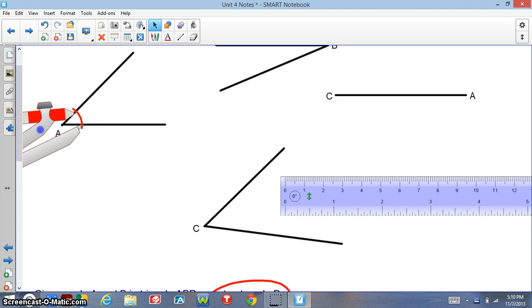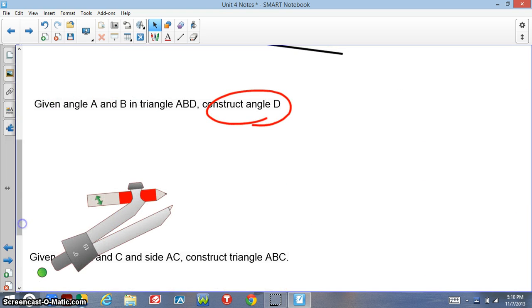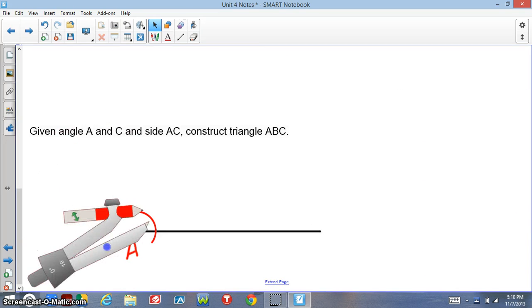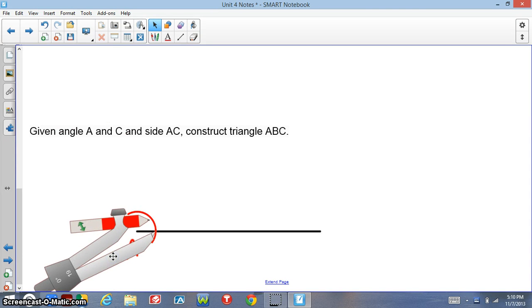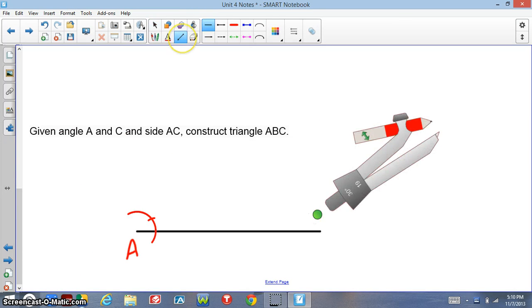I'm going to go through this kind of quickly here. So I measured that arc, so I'm going to go back down to my angle, put that there, and draw another little arc in there, and that's going to be another side of my triangle. I've been given angle A and C, so I'm going to put AC here along the bottom.